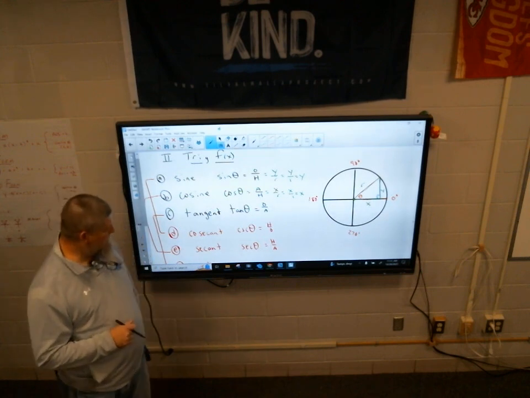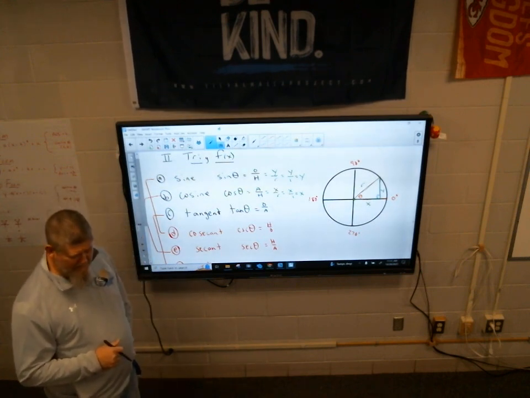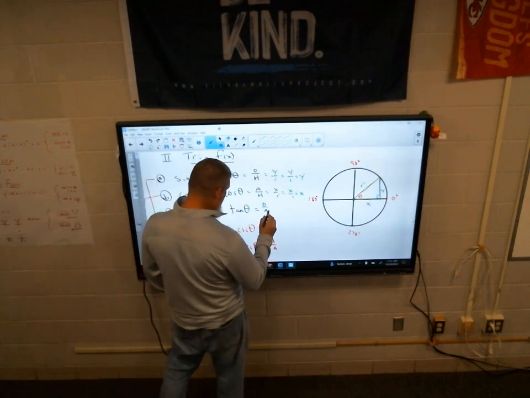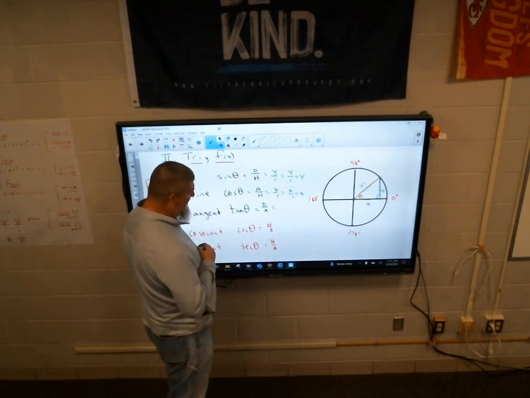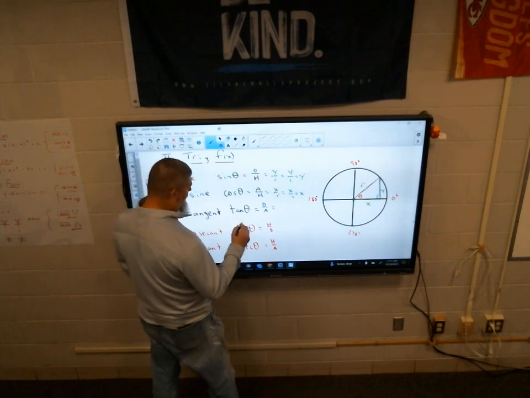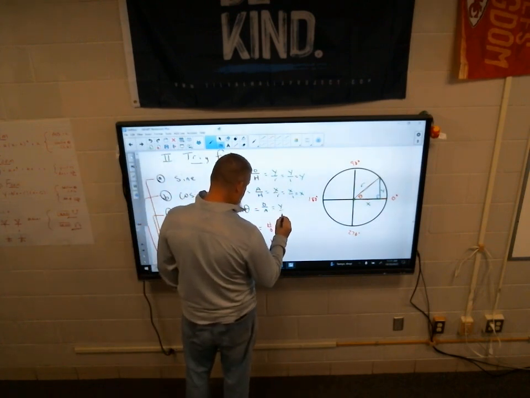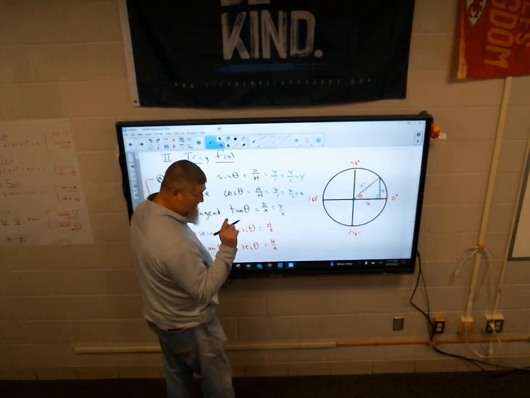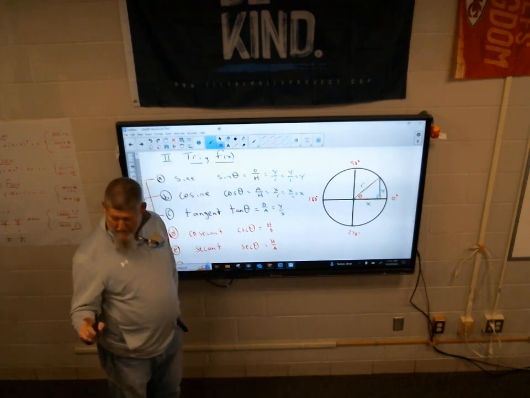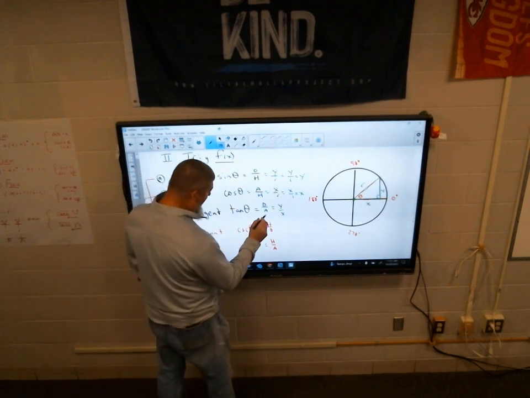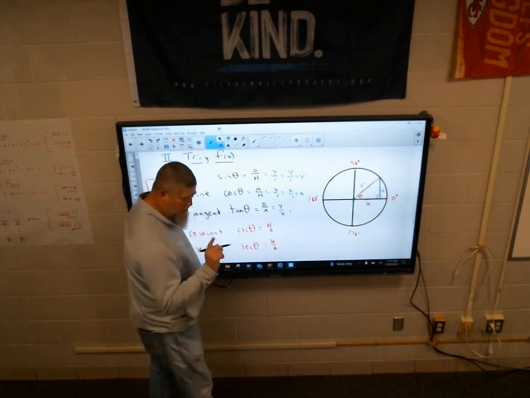What's the tangent? Opposite over adjacent. Y over X. Now, we have a problem with that, because we just got done talking about rational functions. And if I have Y over X, what's my domain restriction?